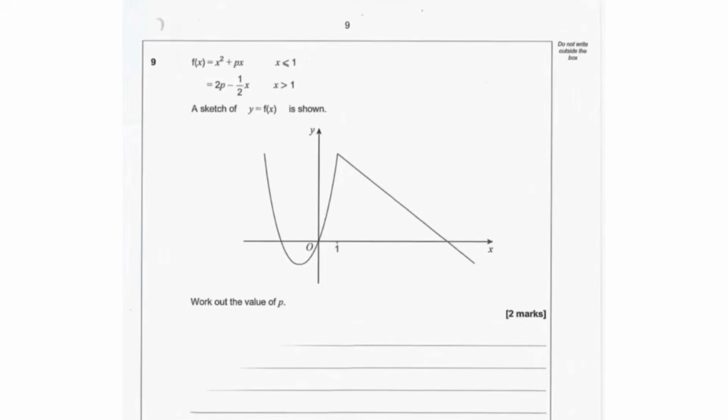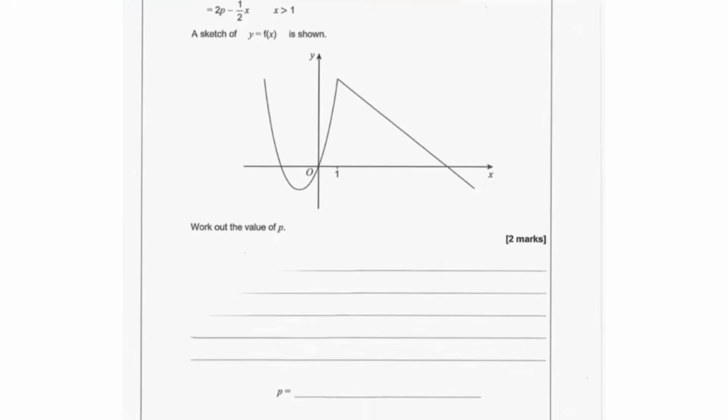Question 9 says f of x equals x squared plus px, where x is less than or equal to 1. It is also equal to 2p minus 1 over 2x, where x is greater than 1. A sketch of y equals f of x is shown. We have to work out the value of p. So first we'll substitute x equals 1 in the first equation. So f of 1 is going to be 1 squared plus p times 1. That gives us 1 plus p.